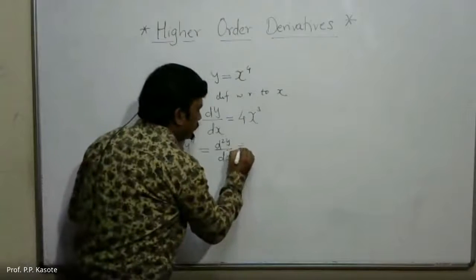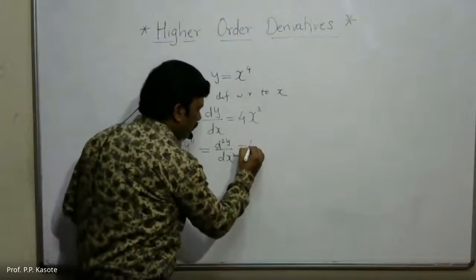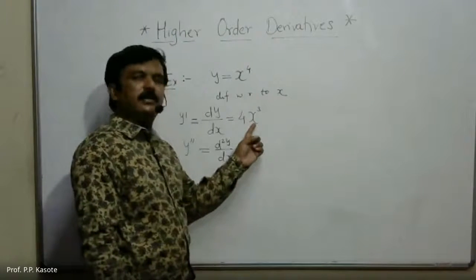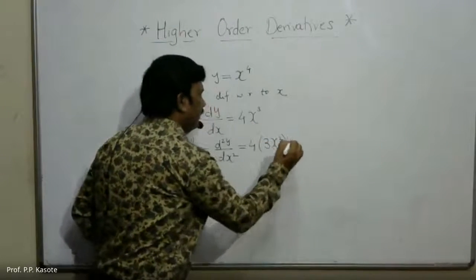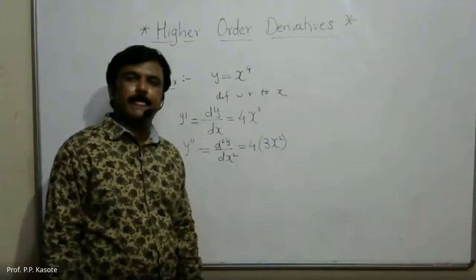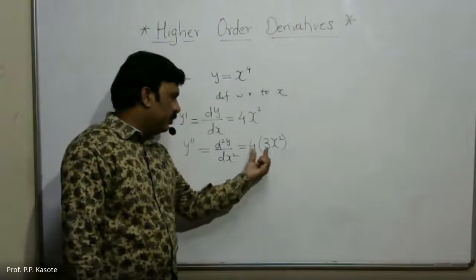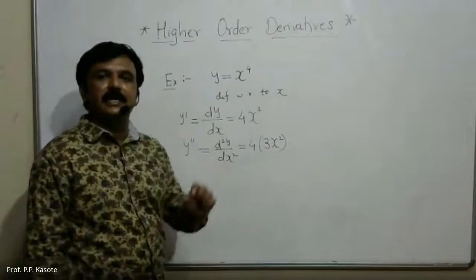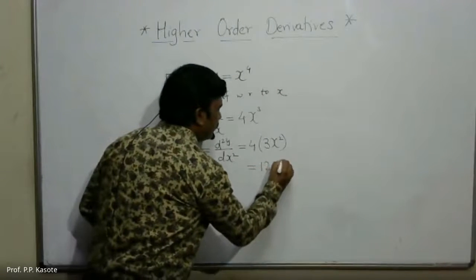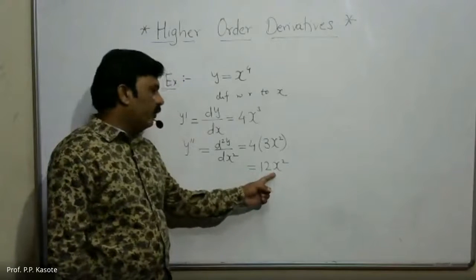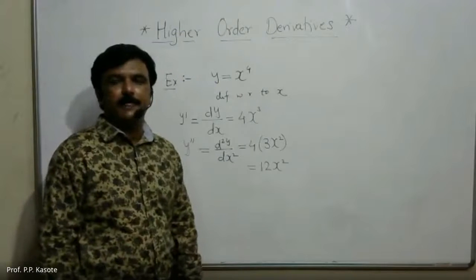Now, can we find the derivative of this function? The answer is yes, of course. 4 is a constant, so let us keep it as it is, and let us write the derivative of x cube only. What is the derivative of x cube? It is 3x square. Now, multiplication of these two terms will give us y double dash, that is the second order derivative. 4 threes are 12x square is the second derivative of given function y.